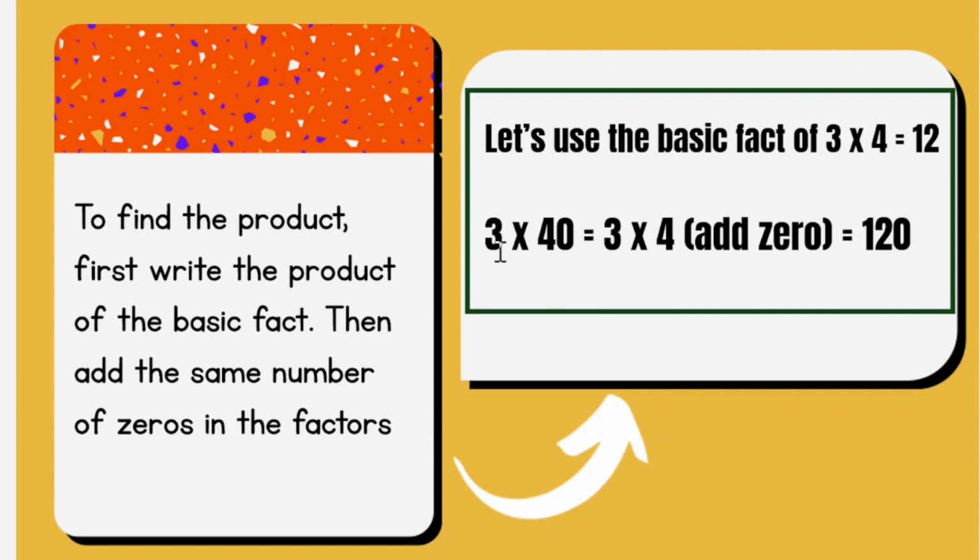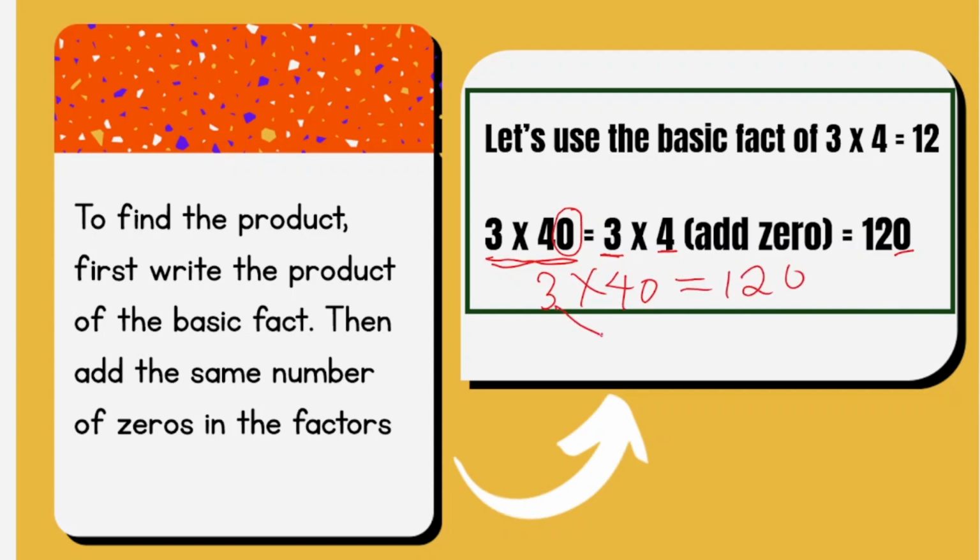So we're now multiplying 3 times 40. 3 multiplied by 40. The first thing we're going to do is multiply the basic fact that we have there, which is 3 and 4. We're going to multiply 3 and 4 together, and that will give us what? 12. 3 times 4 gives us 12. So the 0 that you have at the end there will then be added to the 12 to make it 120. So we are saying that 3 times 40 is equal to 120.